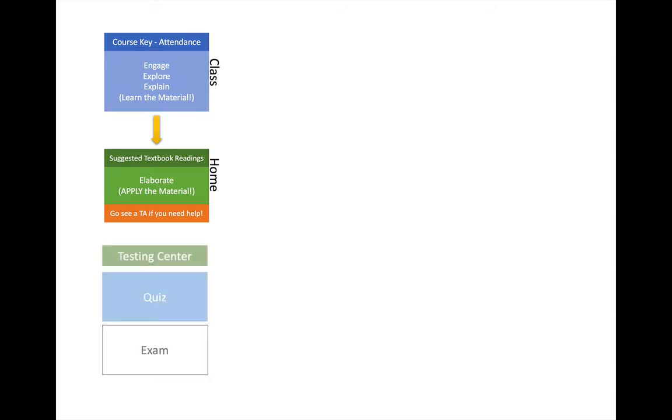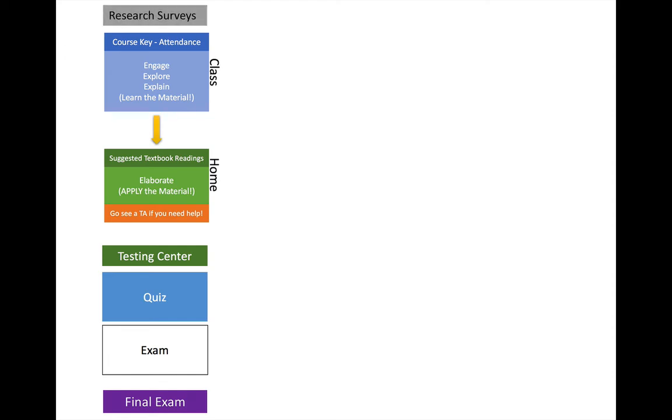So if we look at the whole class, again, this is what you're doing each day. You're coming to class to do the Engage, Explore, Explain. You're going home and completing the homework, going to TAs if you need help. Then every 2 to 3 weeks, you're going to go into the testing center. You're going to take the quiz, study a little more, take the exam. And then at the end of the semester, there is a cumulative final exam. So you want to make sure you're going to these reviews to make sure you understand the material well enough to do well in the final.